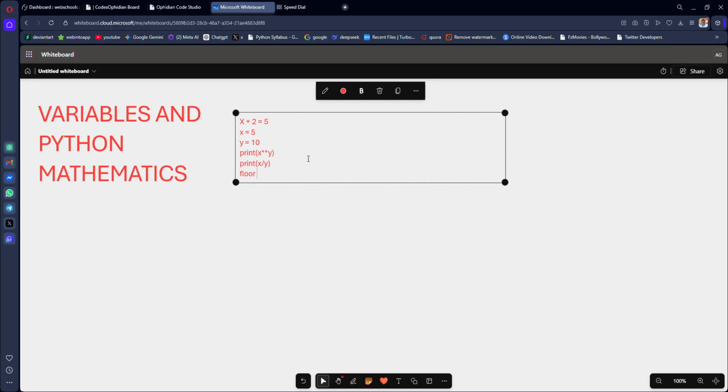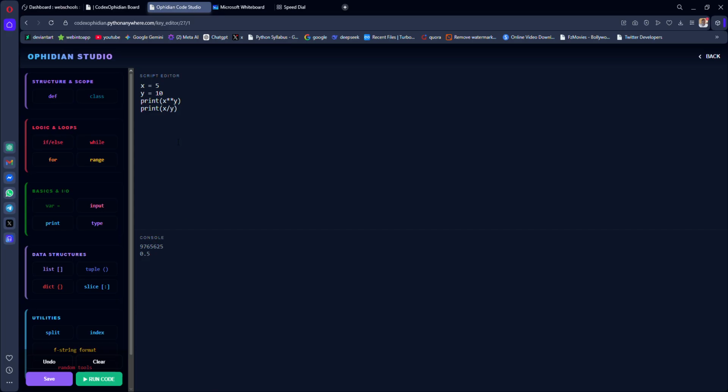We could look at what we call floor division. And in floor division, we would have print x divided by y. Double division. Okay, so let's take that and then use that in our studio, and let's see the outcome. Okay, 0. What does that mean?